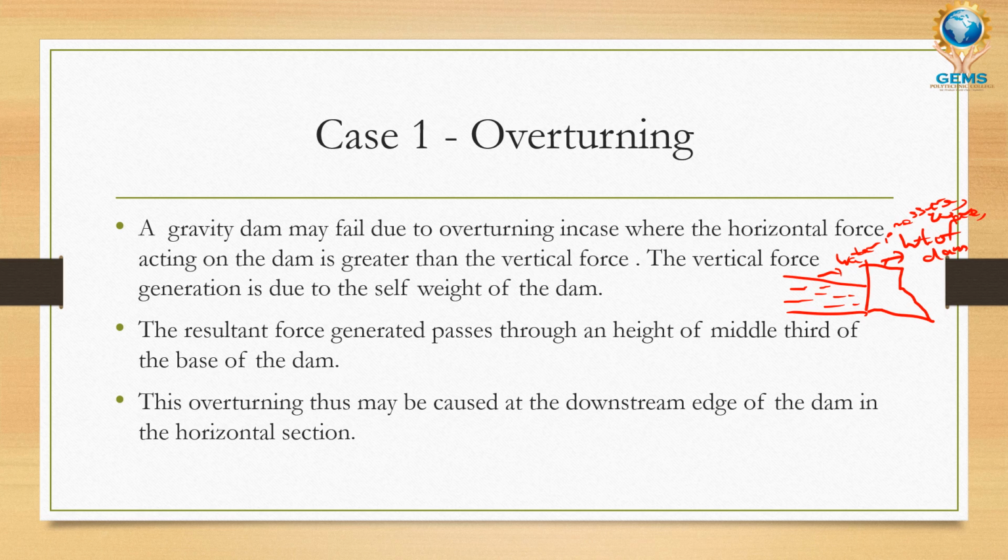The second point here explains the resultant force, which I explained in the previous slide also. The resultant force, the main force acting due to this, acts at a height of h by 3. I explained this in the previous PPT also. This overturning may be caused at the downstream edge of the dam. If you see here, this toe portion is where the failure occurs. This overturning occurs here.